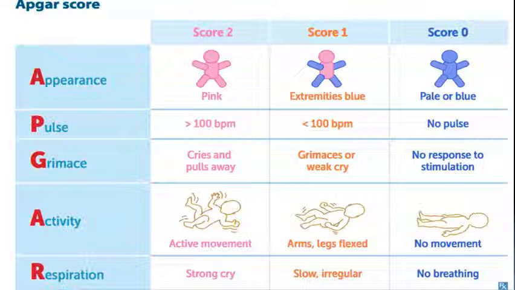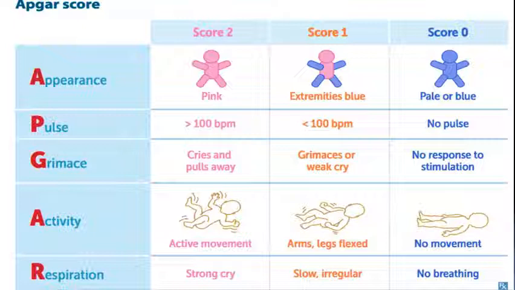And when score 0 is considered, the body is completely pale or blue in color, and you are not going to see any pulse here, and there is no response even to stimulation, either rubbing the back of the baby or flicking the sole of the baby. In that case, you are finding no response from the baby's side, and there is no movement at all at the baby's end, and there is no spontaneous breathing also. So in that case the score is going to be 0 out of 10. Okay, so this is the scenario, and this is the way to measure this Apgar score.